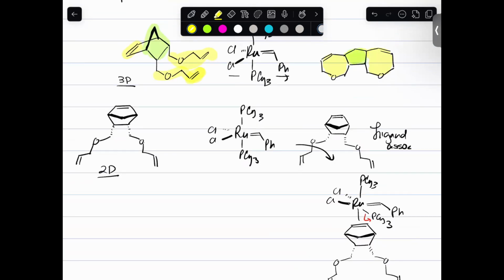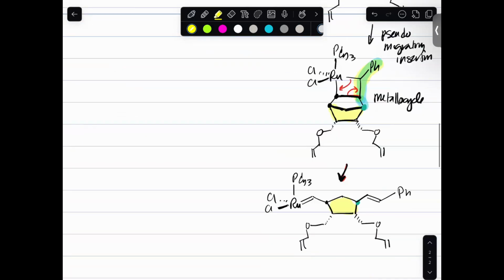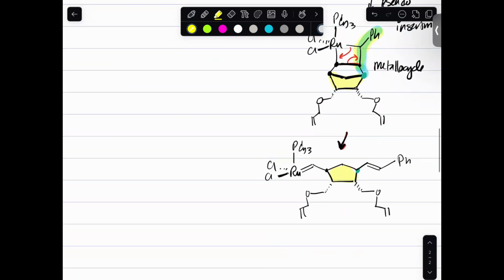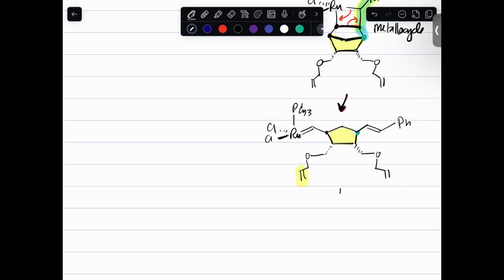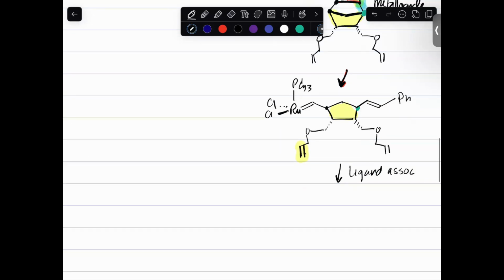So you can see what's going to start happening now. Now that I've opened up my ring, I have to start doing ring closing metathesis with the next available double bonds. Okay. So now we've got ligand dissociation, right? And so we have to make sure that that double bond is pretty close to the ruthenium.